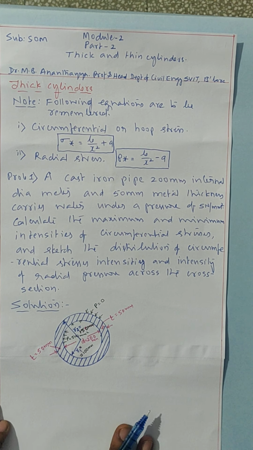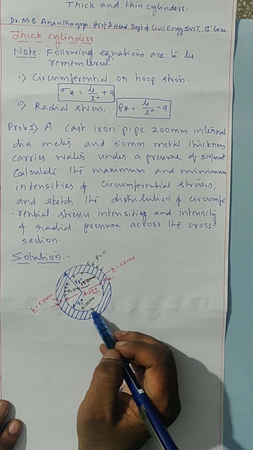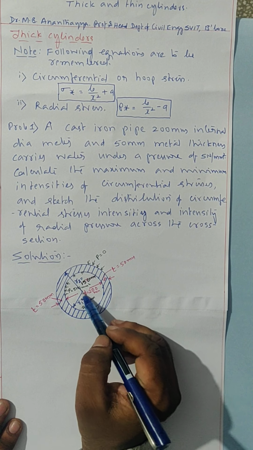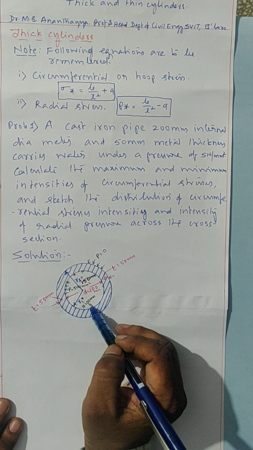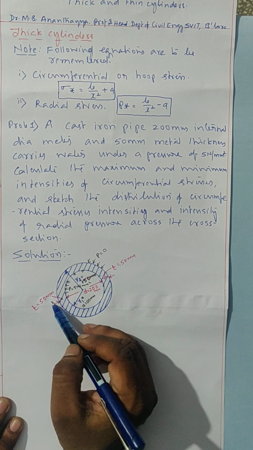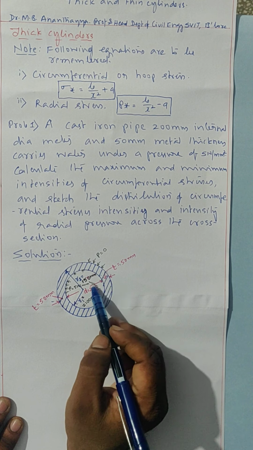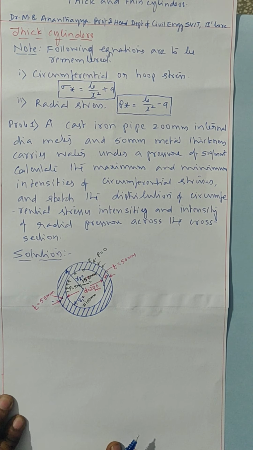This is the problem. Now you see here, say it is a circular pipe through which water flows. The internal diameter is given 200 mm, therefore internal radius is 100 mm. Again, the metal thickness on both sides is given 50 mm, 50 mm. Therefore outer diameter is 300 mm. Therefore outer radius is 150 mm.